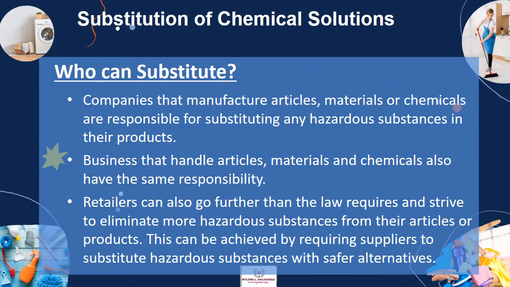Who can substitute? Companies that manufacture articles, materials, or chemicals are responsible for substituting any hazardous substances in their products. Businesses that handle articles, materials, and chemicals also have the same responsibility. Retailers can also go further than the law requires and strive to eliminate more hazardous substances from their articles or products. This can be achieved by requiring suppliers to substitute hazardous substances with safer alternatives.